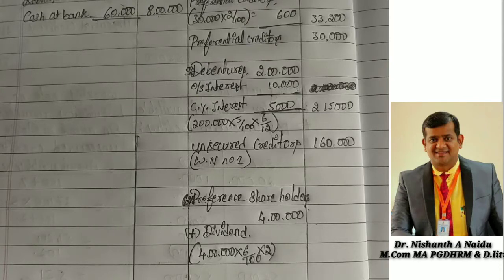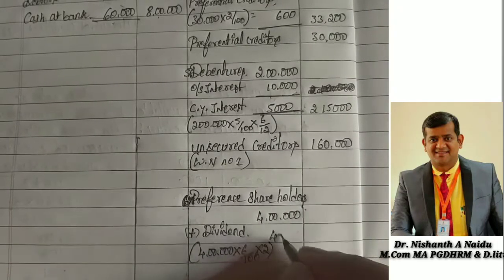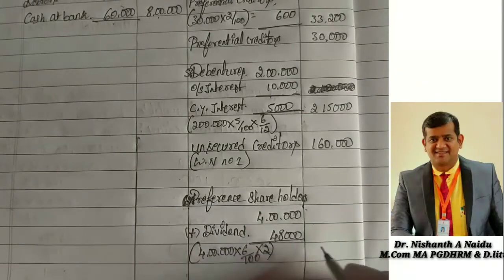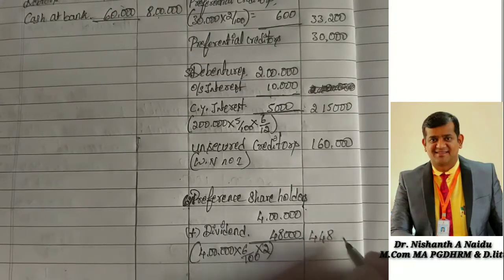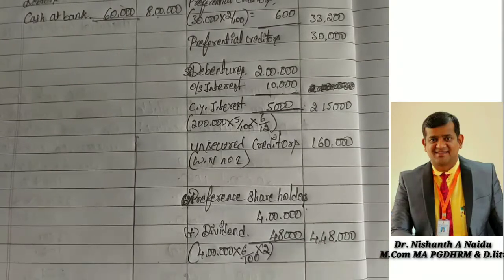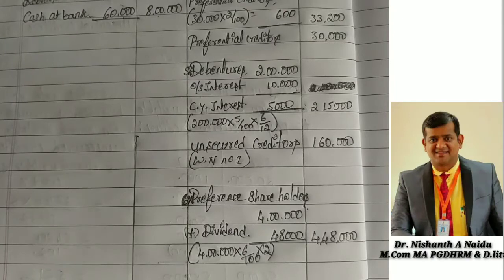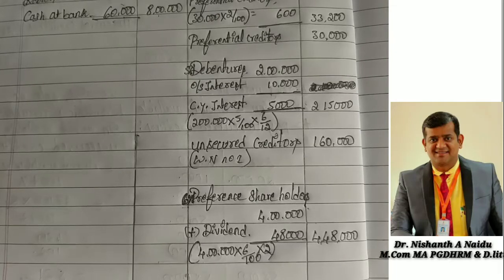48,000. Correct? 4 lakh into 6% into 2 years is 48,000. So dividend 48,000. Total it and put it in the outer column: 4,48,000. So I have cleared all the preference shares. Next, the left out amount we should distribute among equity shareholders. Clear?